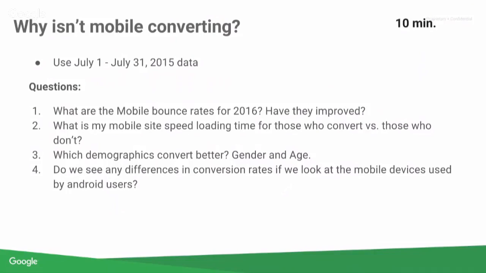Okay, so we found that bounce rates for mobile are steadily decreasing, which is good, but it's still pretty high. It's around 54%. And again, anything over 55, 56 is gearing towards the high end. What is my mobile site speed loading time for those who convert versus those who don't? Well, we found that it's over an 8-second increase in page load time for those who don't convert.